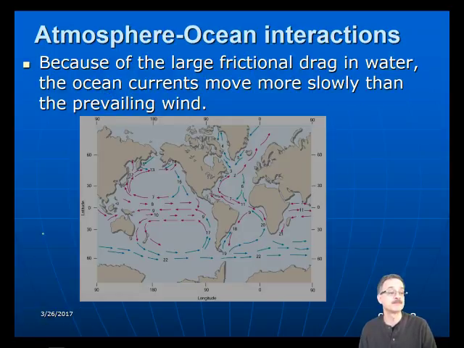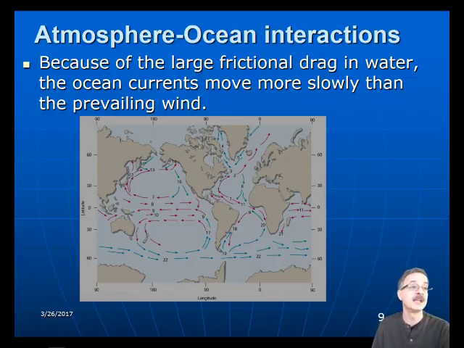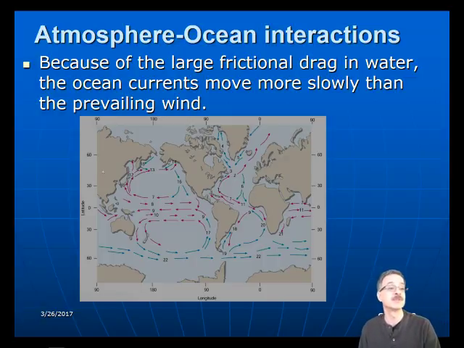All right, because of the large frictional drag in water, water is much denser than air, so it has a much greater drag force or frictional force. The ocean currents move much more slowly, and you'll see the red arrows here are warmer currents, and the blue arrows are the colder ocean currents. And again, the ocean is trying to move the warmer water to the colder regions and the colder water to the warmer regions to equate the temperature of the planet.